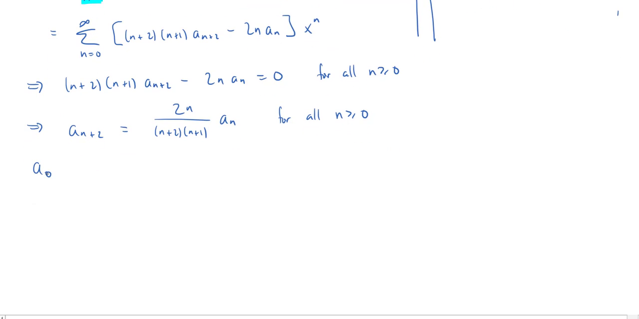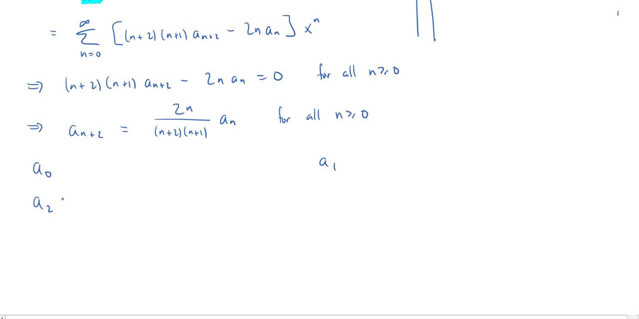So we want to start from a0 and a1. Those are what they are. We're not going to be able to write those in terms of other things. And according to Fuchs' theorem, we shouldn't expect to. In Fuchs' theorem, we always start with an a0 and an a1 as multipliers.